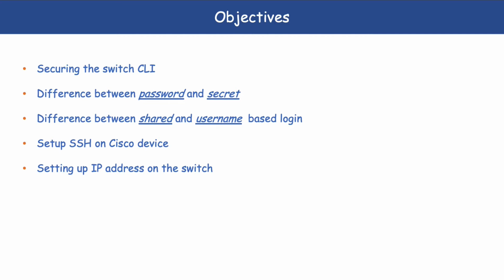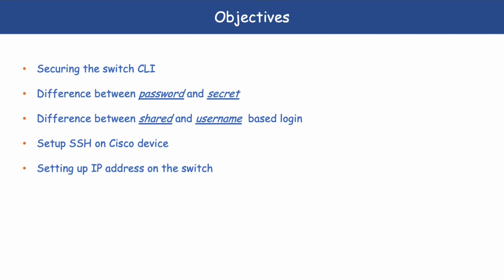Then we are going to see how we can set up the SSH or the remote login into our switch, and in the end we are going to see how we set up the IP address on the switch, because you know that to access remotely through SSH or through telnet we'll need an IP address on our device.